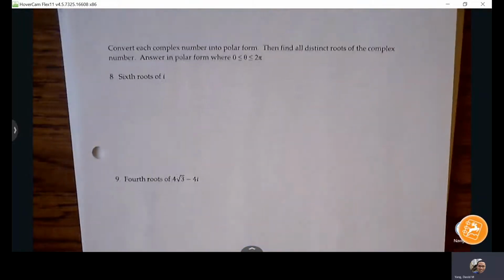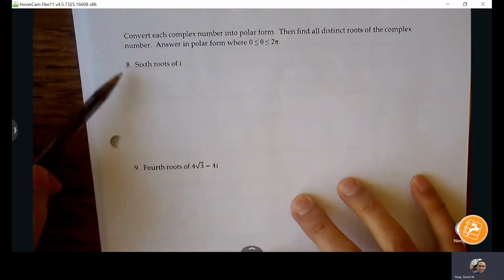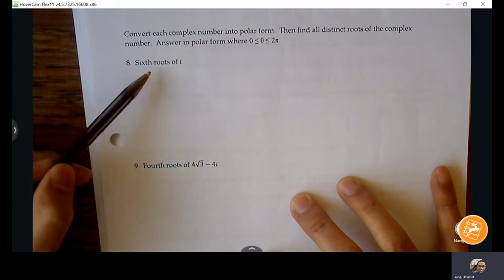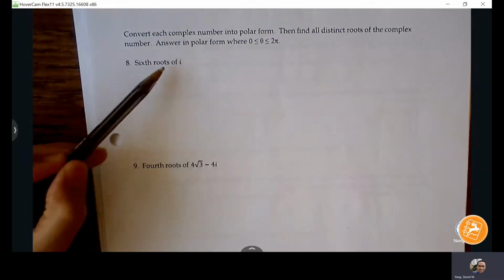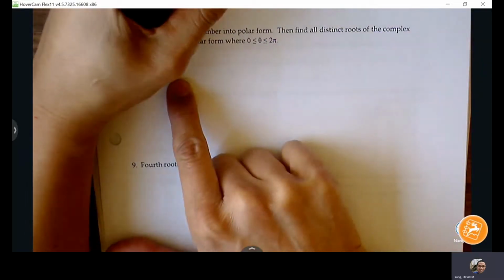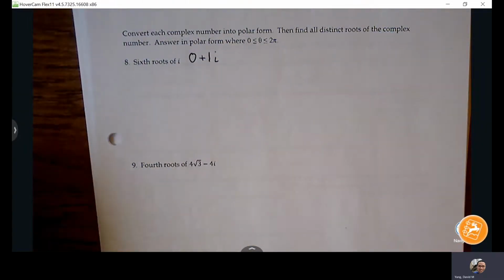All right, these are the ones that are the most complicated looking ones, right? Okay, page 27, 8, 9, and 10. I just want to walk through these problems with you step by step. Okay, so first thing, 6th roots of i. So this is really 0 plus 1i, right? If we get into complex form, it's really 0 plus 1i.